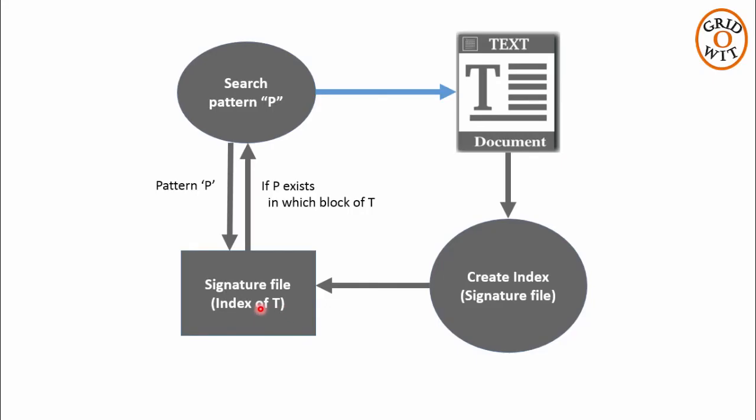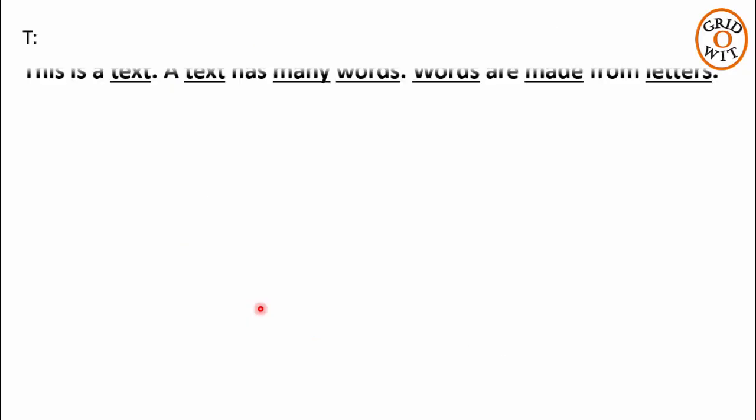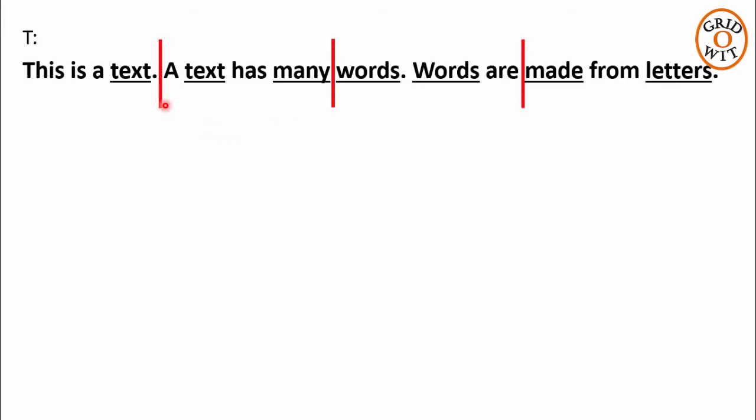Now let us take an example. For simplicity, let us take a small text T, which is the statement: This is a text. A text has many words. Words are made from letters. The first step is to divide the text into blocks of small b words each.